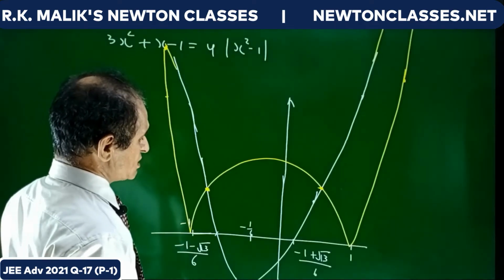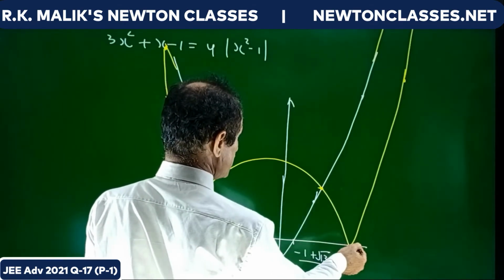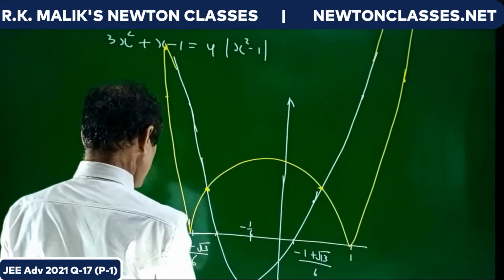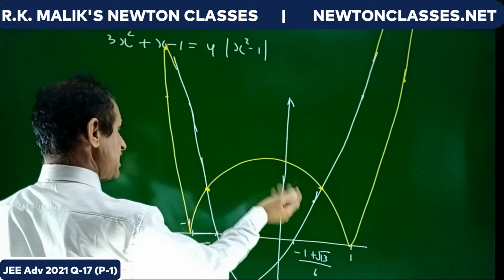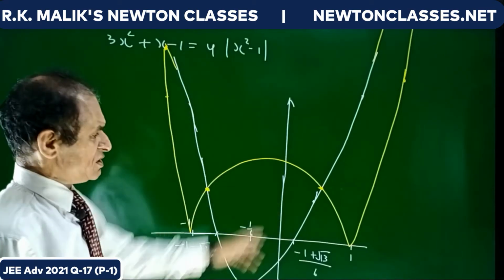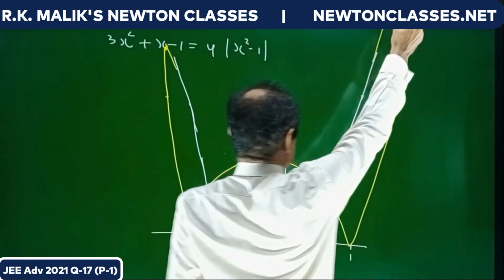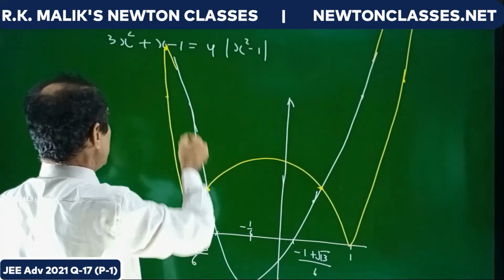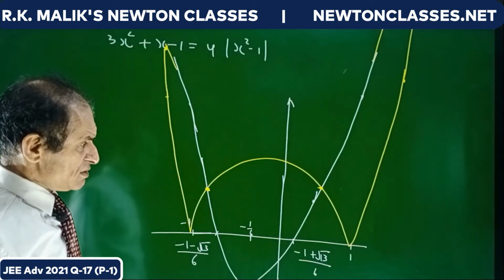The only difficulty which is coming is, what is the guarantee that the two graphs will cut somewhere beyond 1 or beyond -1? Between -1 and 1, there will be point of intersection. There is no doubt in it. One graph is this, other graph is this. They will surely cut each other. This graph and this graph will surely cut somewhere here, and these two graphs will also cut surely somewhere here. The logic behind it is this.